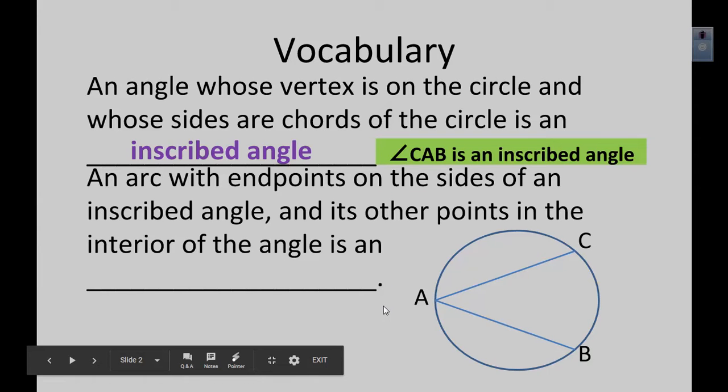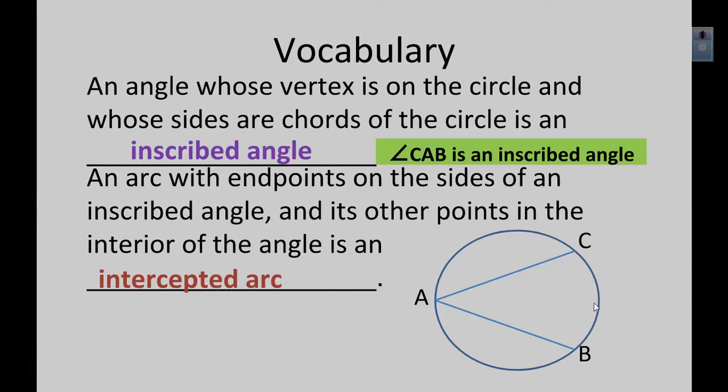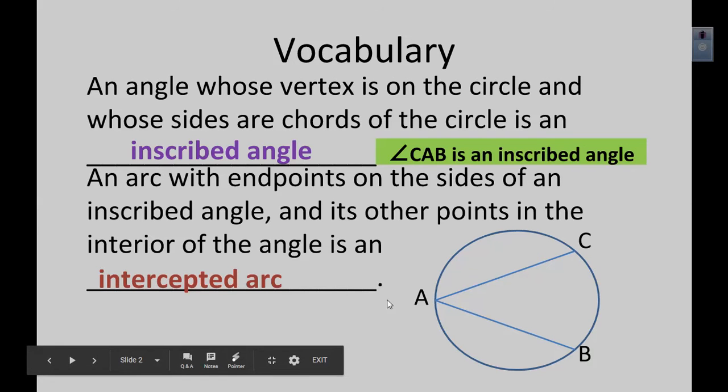the intercepted arc. Angle CAB is our inscribed angle. It opens up to arc CB, which is our intercepted arc. You may hear me say the arc it opens up to, the intercepted arc. It's the inscribed angle's arc. So in this case, CB is our intercepted arc.